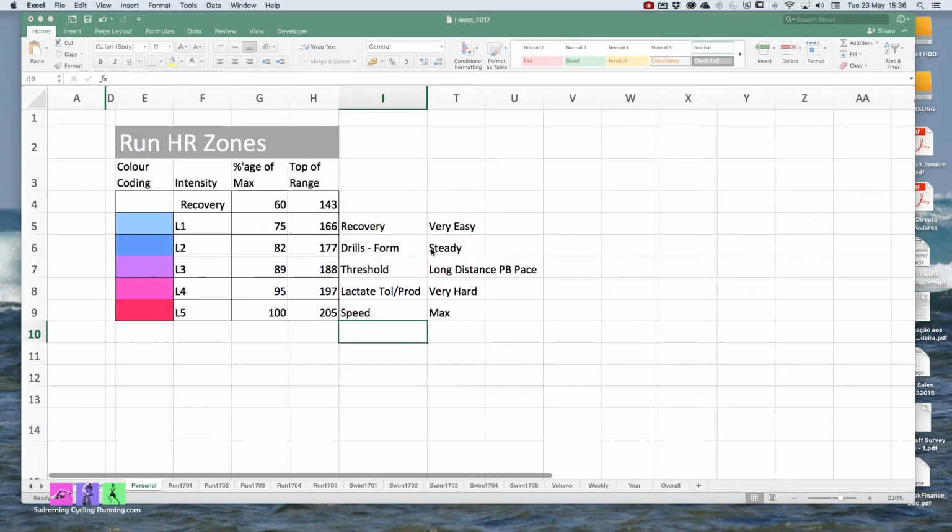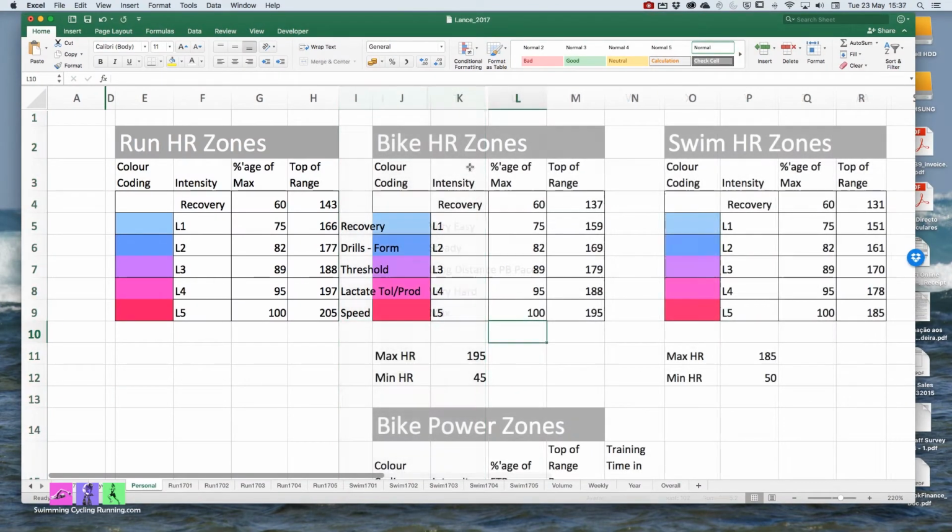There's another problem with heart rate zones in that bike heart rate zones are different to swim heart rate zones, are different to run heart rate zones. Effectively, you can't reach the same maximum heart rate in cycling as you can in running, and certainly not in swimming as you can in running.